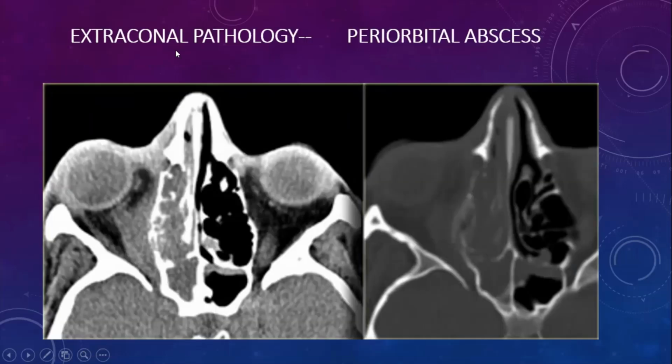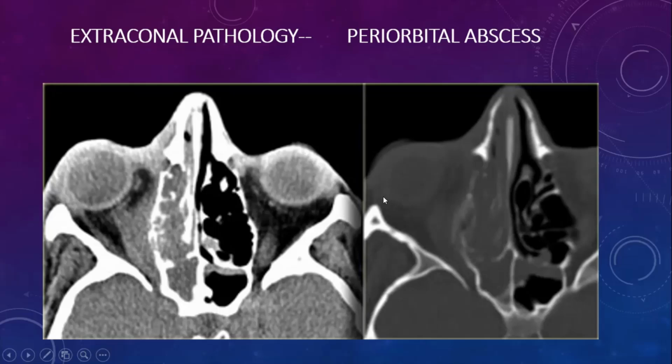Now we are going into the extraocular pathology. In extraocular pathology, whenever we are scanning the orbit, we have to look over the sinuses also. So this is a case of sinusitis, right? Ethmoid sinusitis, with erosion of the right lamina papyracea noted.